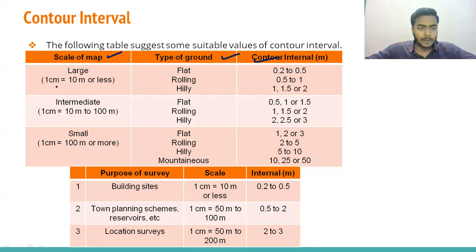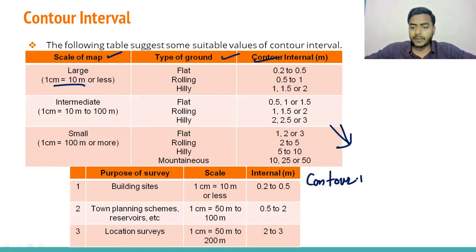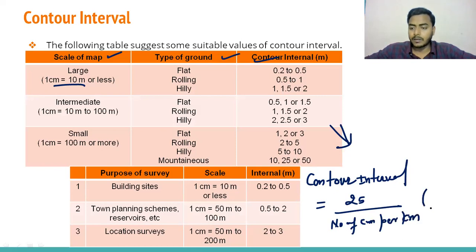Where the scale of the map is 1 centimeter equal to 10 meter or less, for flat ground we take the contour interval 0.2 to 0.5 meter. So, a general formula: how we can calculate the contour interval, or how we can fix the contour interval. That is 25 divided by the number of centimeters per kilometer, in meter, right?